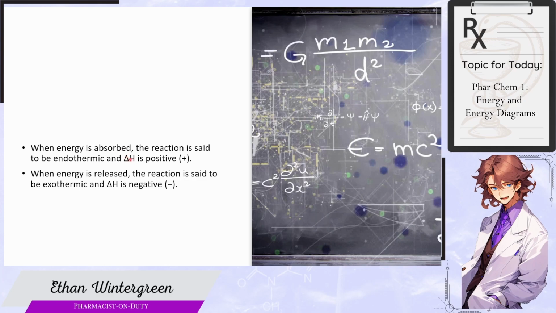When energy is absorbed, the reaction is said to be endothermic. It absorbs heat, meaning you add heat, so the change in heat is positive. You add more heat. When energy is released, the reaction is said to be exothermic. You give off heat, hence the change in energy is negative since you released or lost heat.